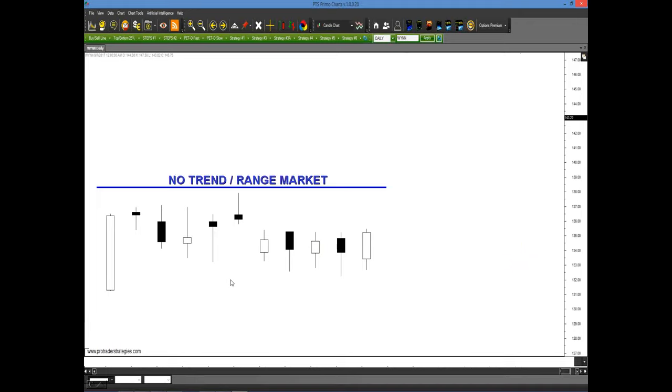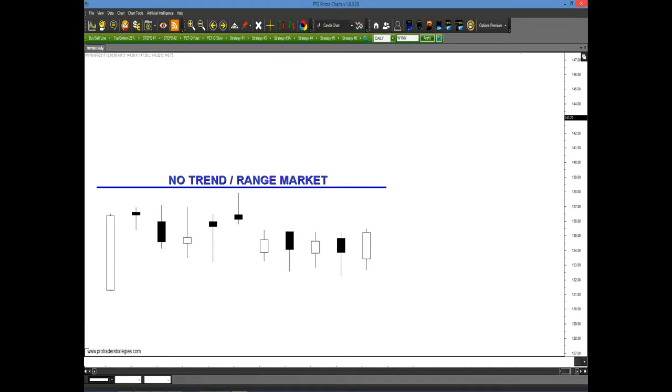Most traders would say, well, gosh, Steve, this is a no-trend range market. I'm not going to do anything here. That chat room I go to says to stay away from markets like this. But see, this is the way most people find out what the trend is. They just look at it, or they use an old, outdated way of determining the trend.